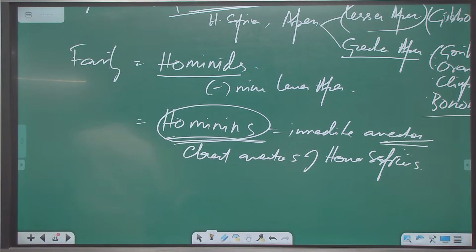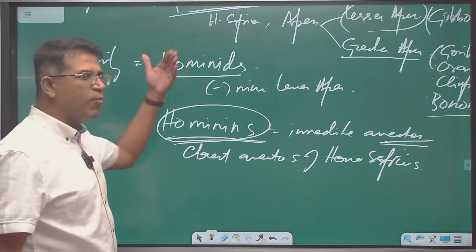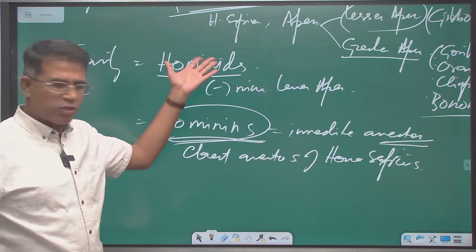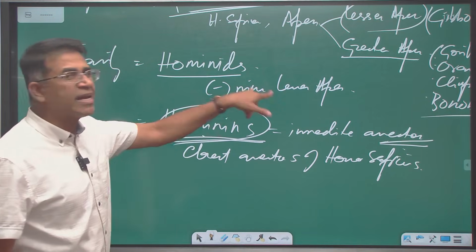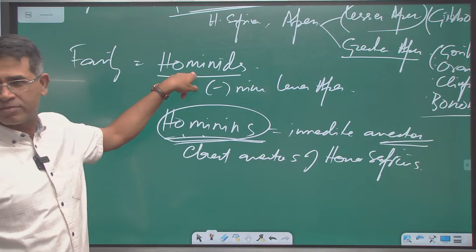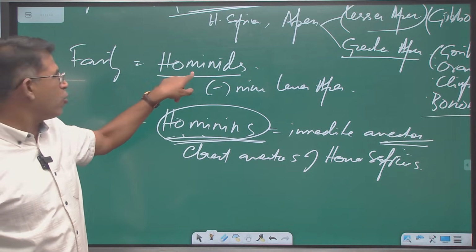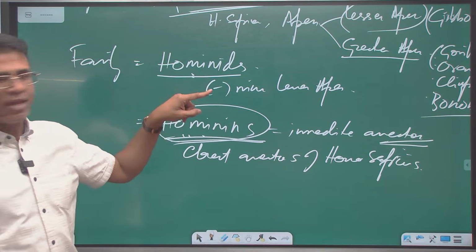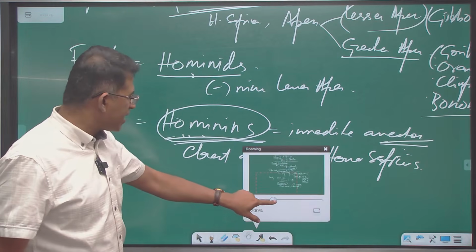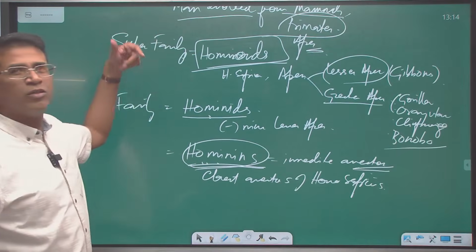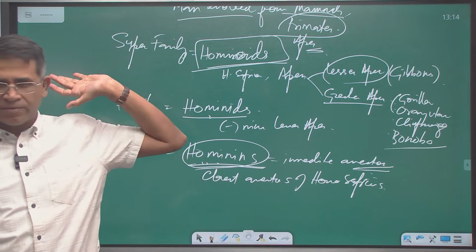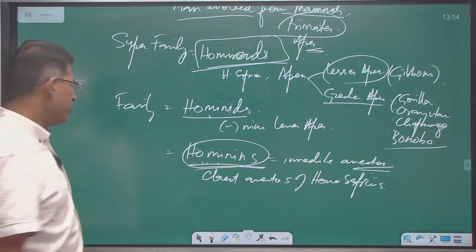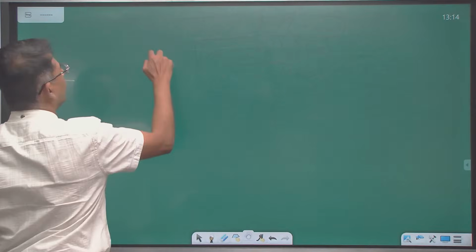What did man evolve from? Man evolved from hominins. Hominins are part of hominids. Okay, so if I add hominin plus great apes, you get hominids. ठीक है? So who are hominids? They're hominins plus great apes. इसमें if I add lesser apes, we call this as hominoids. ठीक है?